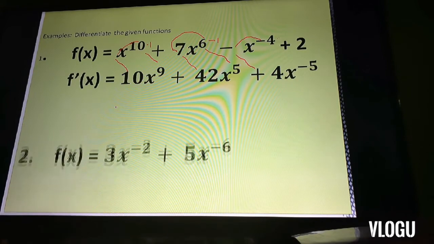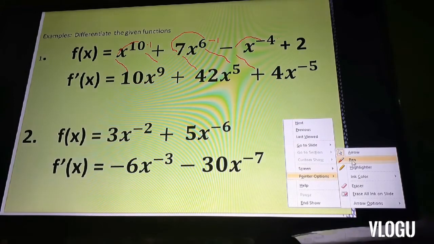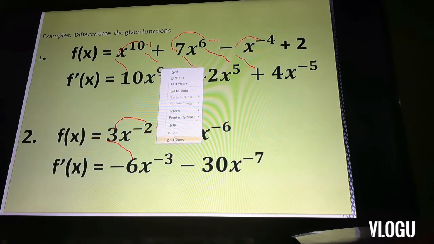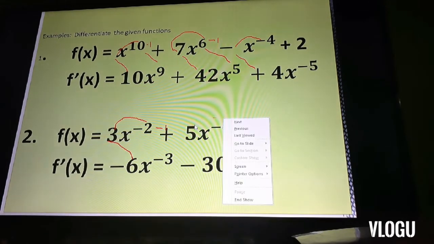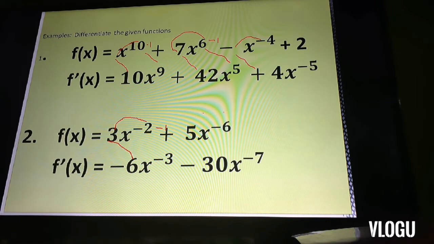Let's have example number 2. I have f of x is equals to 3x raised to the negative second power plus 5x raised to the negative 6th power. Same process po tayo, walang magbabago. We're just simply going to multiply negative 2 times 3, that is equals to negative 6. And negative 2 minus 1, that is equals to negative 3. Then we're going to multiply negative 6 times positive 5, that is equals to negative 30. And then subtract negative 6 minus 1, that is equals to negative 7. And that's it. That is our final answer.